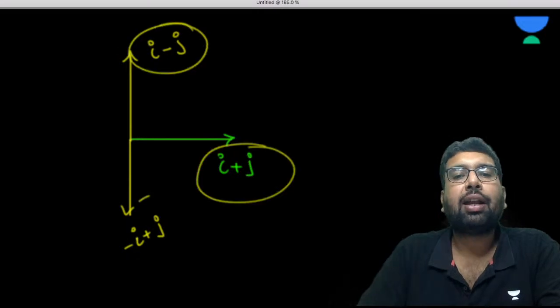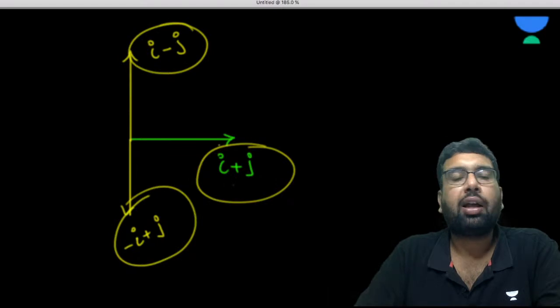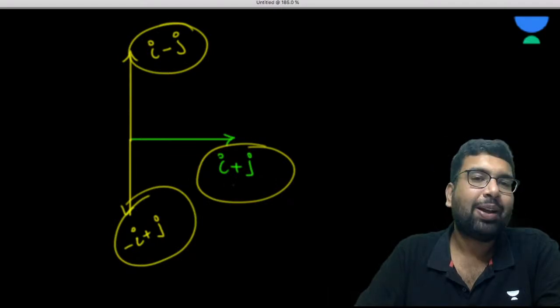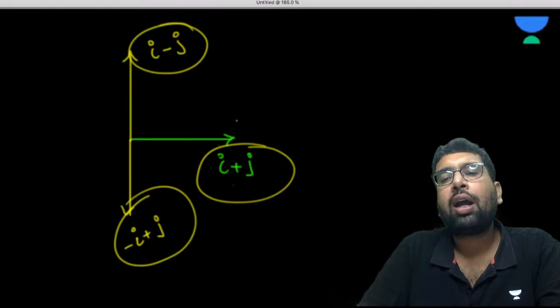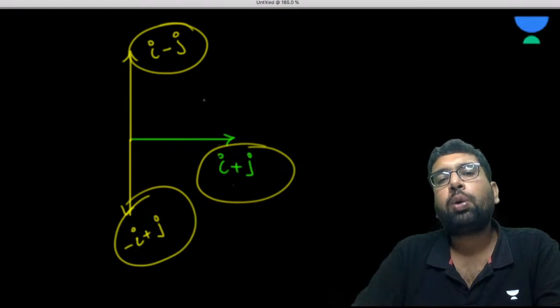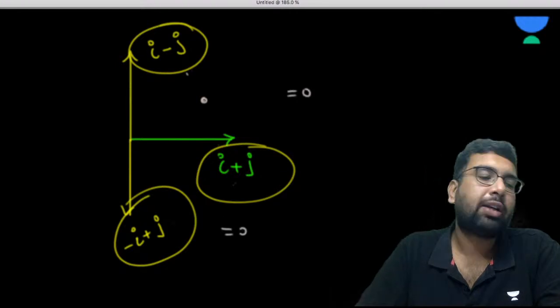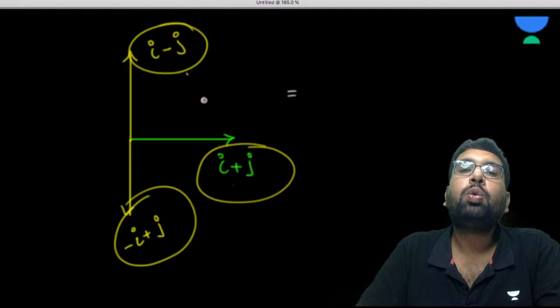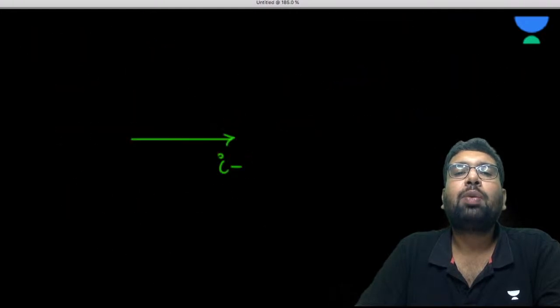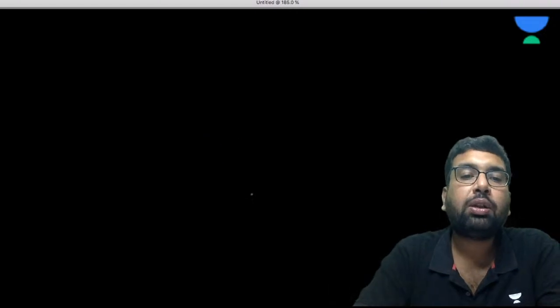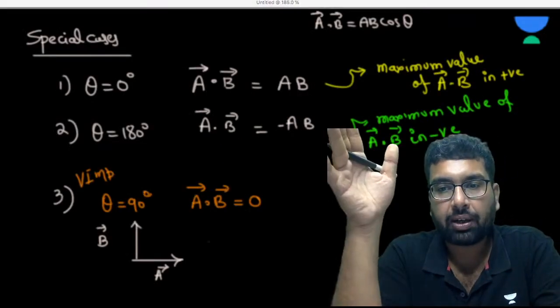Are you getting my point? And obviously this i plus j is not here now. See, this concept is going to help, because look at how I have done it. If you take the dot product of these two vectors, you are going to get zero. So this is going to help you get a vector perpendicular to any vector. So there are many uses, so this must be in your memory. Understood, beta?